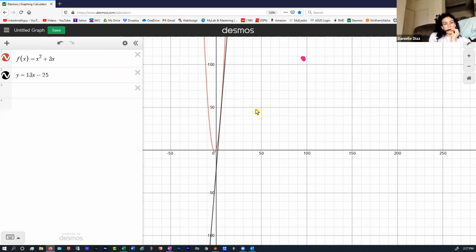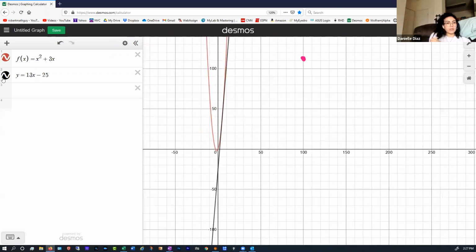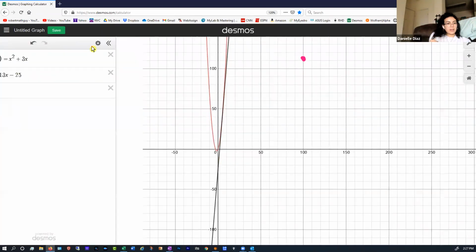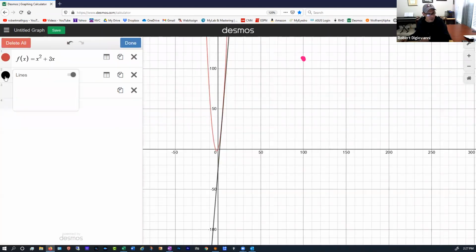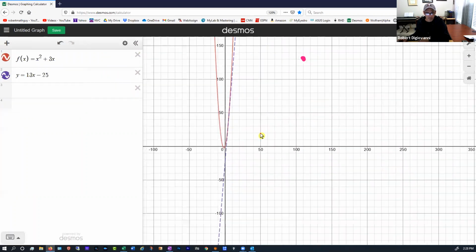Can you change the color from black to something else? I probably can, but I have to hit the right buttons. How about dotted? Ooh, dotted's good. Okay.